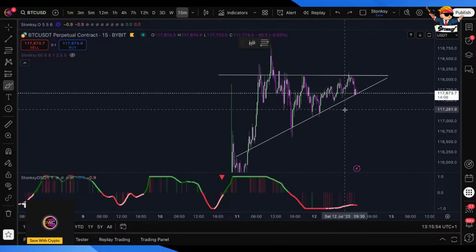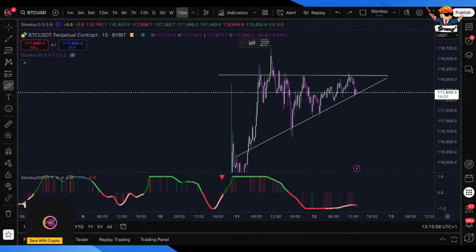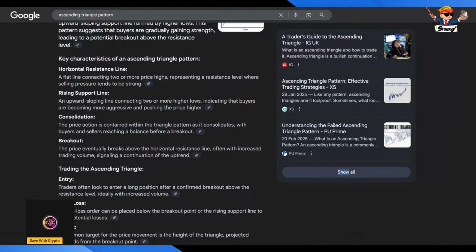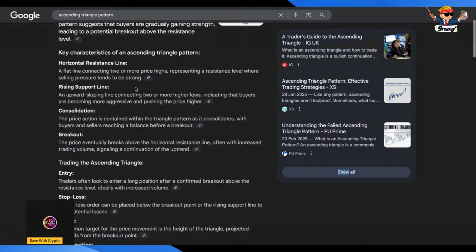Well, this should have some sort of probability of breaking out. Let's see what else it says here. Okay, so horizontal line, flat line connecting two or more price highs. Yeah, we got that. Representing a resistance level where selling pressure tends to be strong. Okay, so we've got that.